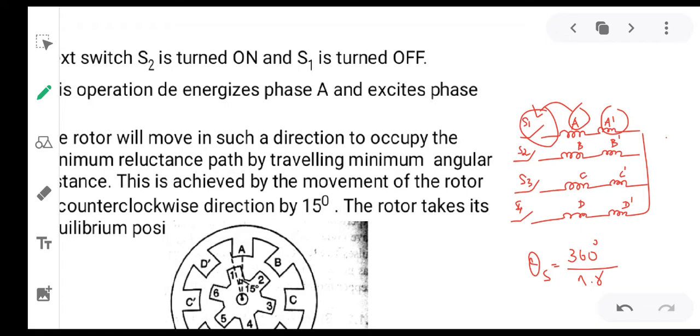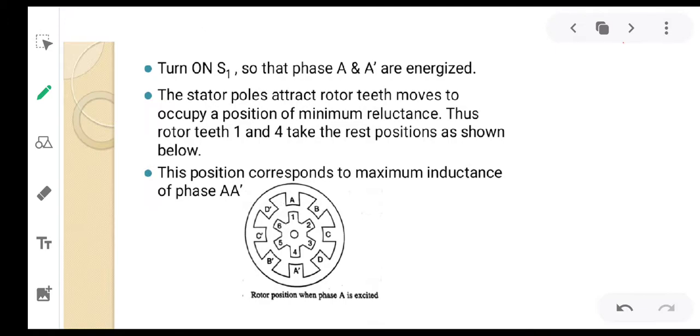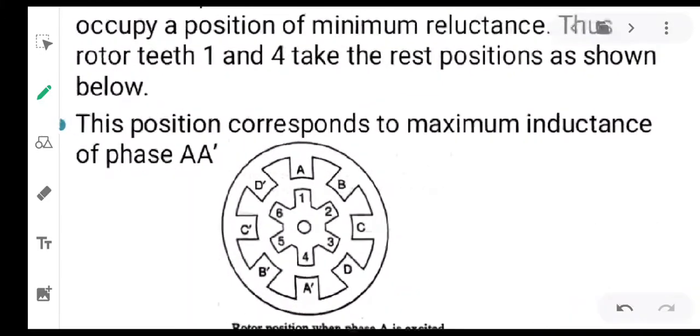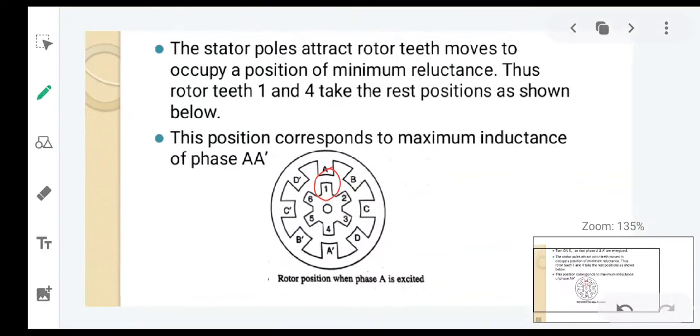So what happens? A and A1 are energized. When A and A1 are energized, the rotor will try to move into a position where the reluctance is minimum. You can see that this position corresponds to the rotor where the minimum reluctance is there and the maximum inductance occurs.